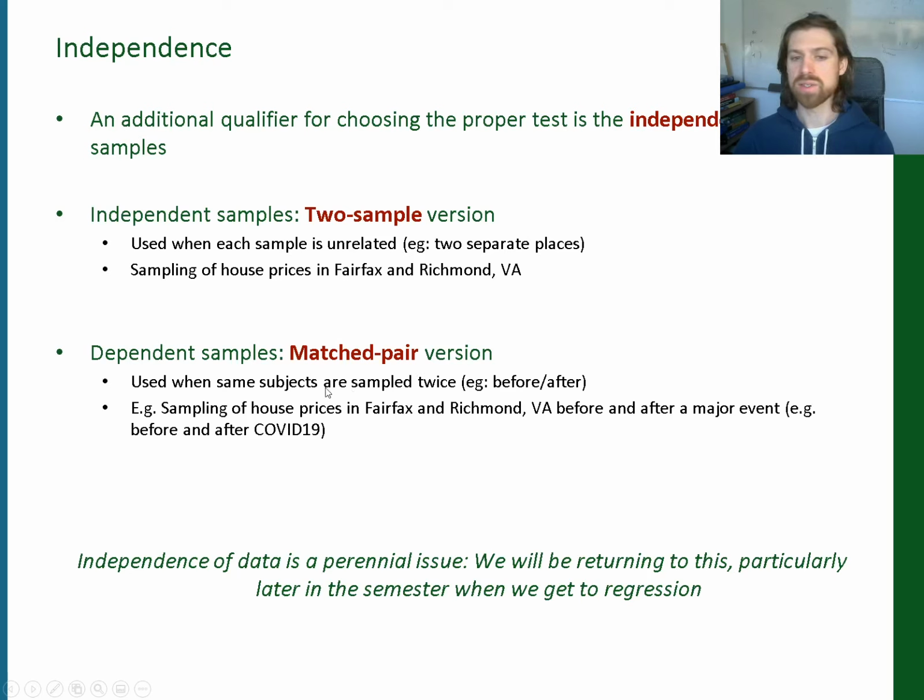So this could be where you basically have the same subjects, so the same data entities that you're sampling, but what you're doing is you're getting a before and an after snapshot, for example. So maybe I told you that I wanted you to go off and sample house prices in Fairfax and Richmond, and I wanted you to sample them before COVID and after COVID. Because they're not independent samples, you're going to be sampling Fairfax twice and Richmond twice.